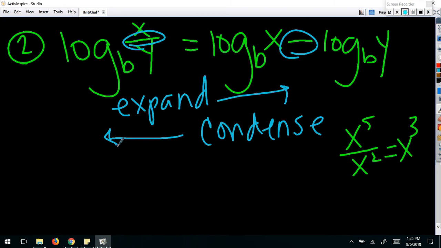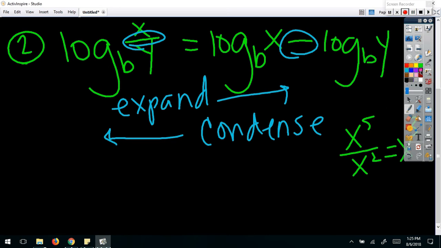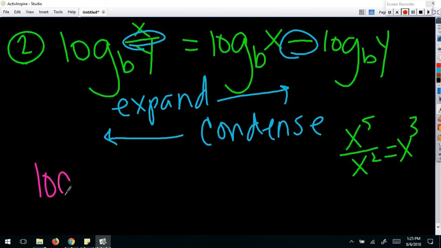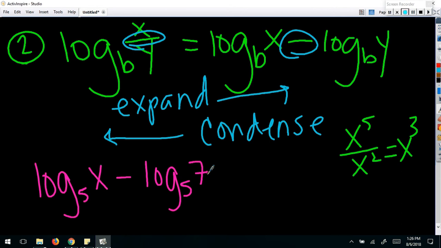So I showed you an expanding example before, so let me show you a quick condense. If I had, again, very important that this base must be the same, log base 5 of x minus log base 5 of 7, I could combine these into one, or condense them into one, since the bases are the same, and I would have log base 5 of x over 7.